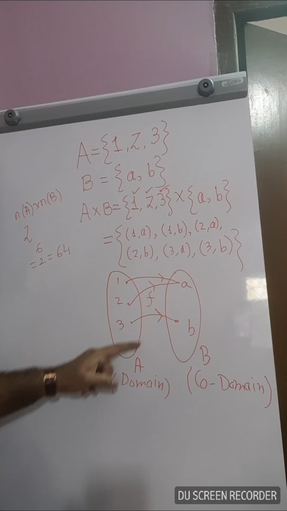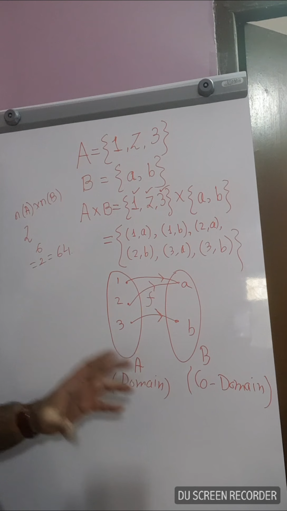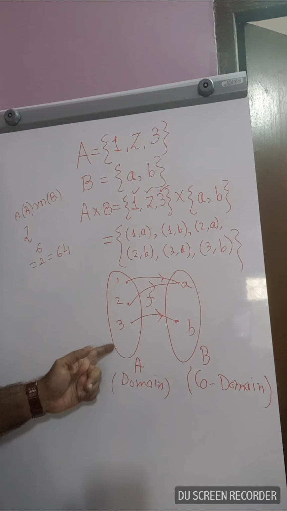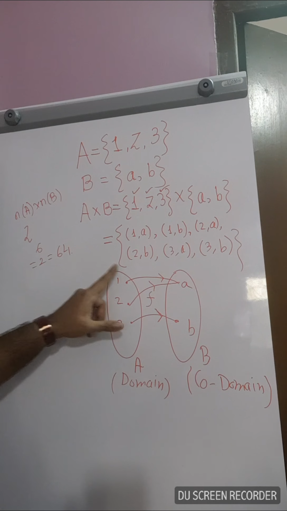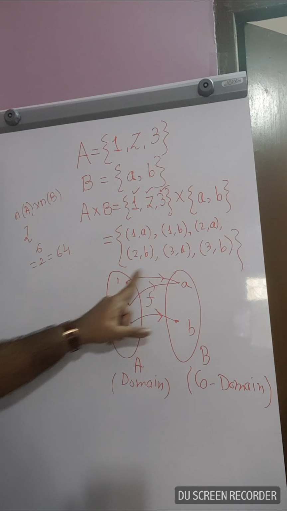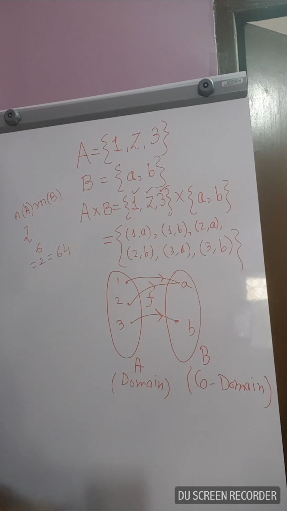So the entire first set must be exhausted in case of a function, whereas in case of a relation there can be members in the first set which are not associated to any member of the second set, but in case of function it is not so. The entire domain set, all the members of domain set must have some sort of association with the codomain set. That is the first criteria.